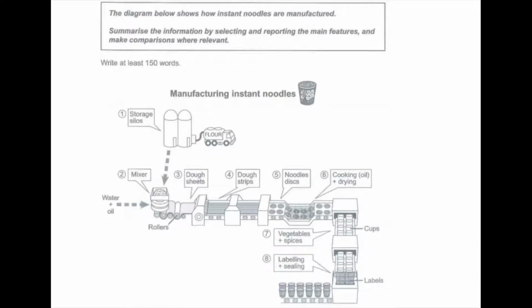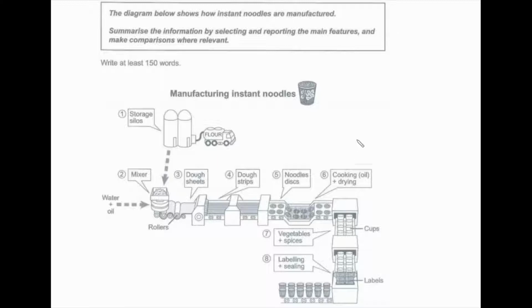Everyone, welcome back to the new video. So in this video we will talk about an ideal task 1 writing. How is it, right? So here the first question you could see is like this. We have given the diagram below shows how instant noodles are manufactured.